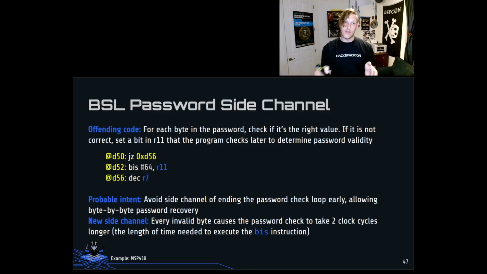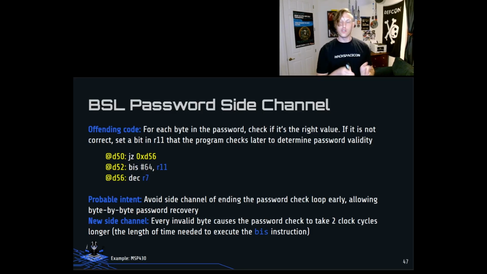So to avoid that, we don't exit the loop early. All we do is set a bit. So we're always going to run through the entire length of the password and make sure that we don't introduce that side channel attack for timing. But this introduces a new side channel. Every time we have an invalid byte, it's going to cause the password check to take 2 cycles longer, the length of time needed to execute the BIS instruction.